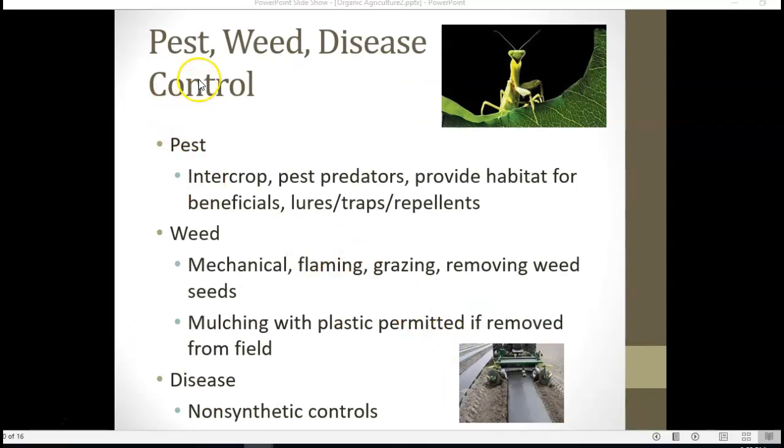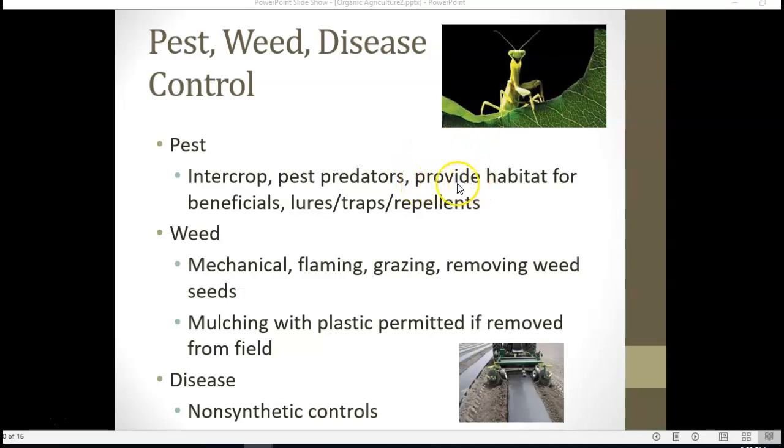Another important standard to be aware of is the pest, weed, and disease control standard. What that means is you can't use synthetic pesticides to get rid of insects or pests in your crops. You have to use the cultural, biological, and mechanical methods that we've started discussing, like intercrop or pest predators. The praying mantis is a beneficial. It's a good insect because it eats a lot of the pests. We need more of these to eat the harlequin bugs that are in the SD garden.